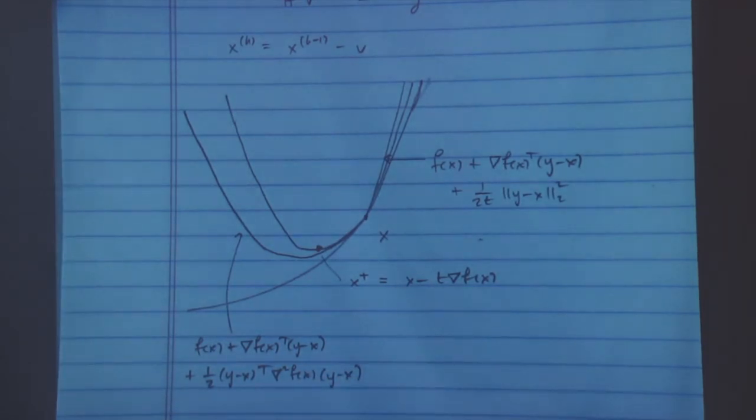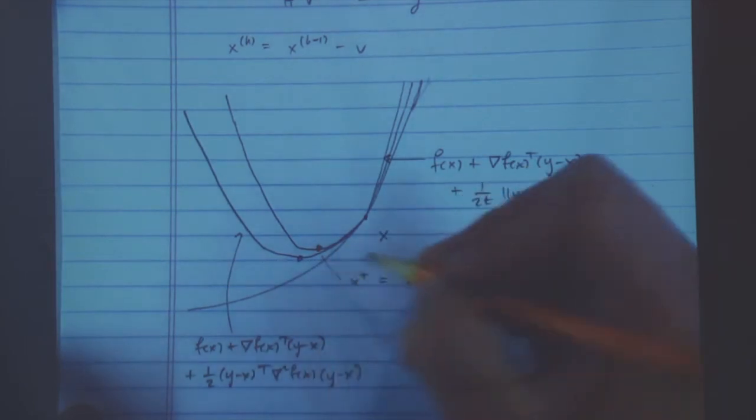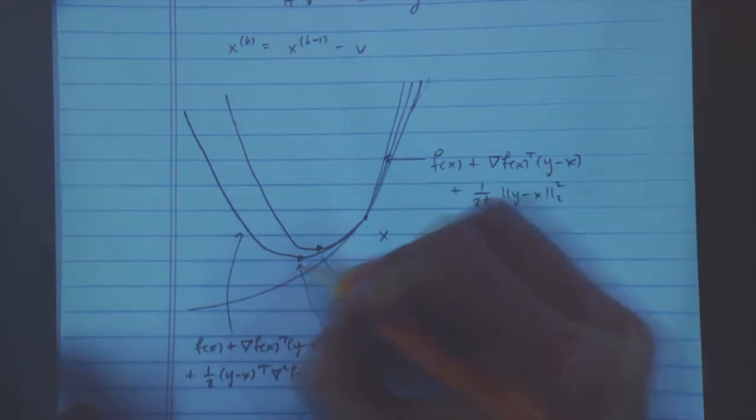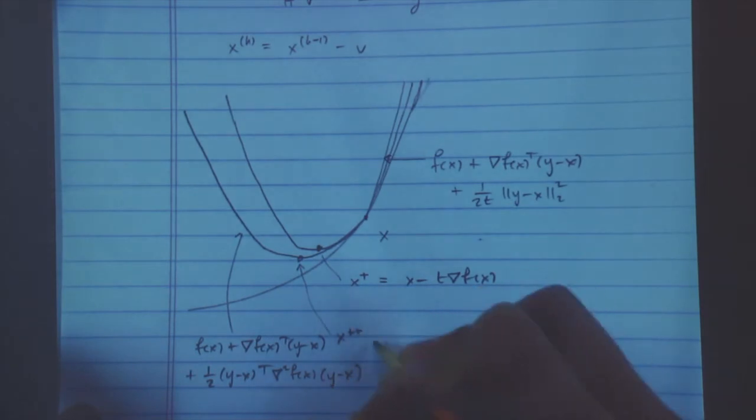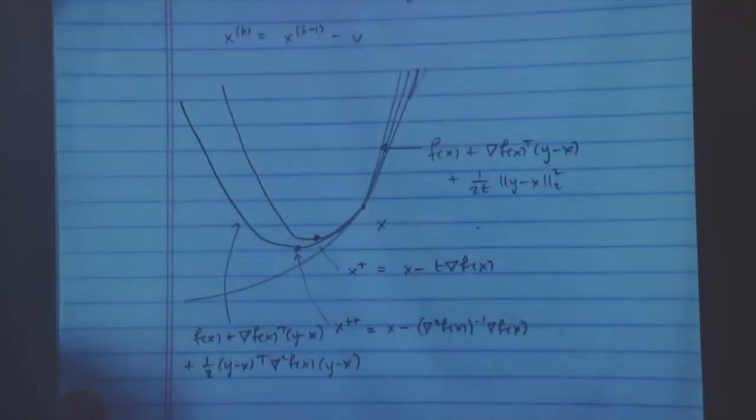So this is like doing a two-term Taylor expansion of our function. And when we minimize that, it brings us to a different point, right? This point, maybe we'll call it x plus plus or something, which is x minus the inverse Hessian times the gradient. If you minimize this quadratic form over y, you'll see that this is the minimizer. Okay, so that's how we'll interpret Newton's method.